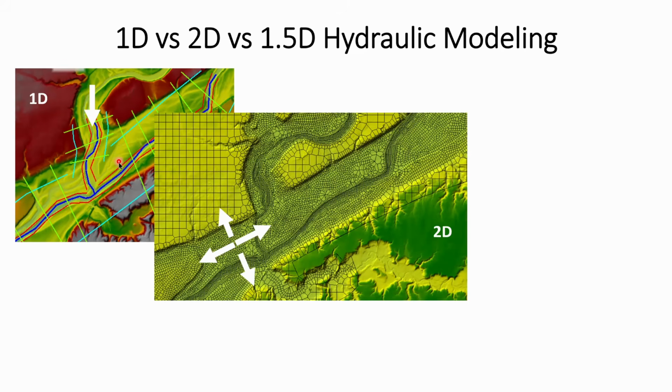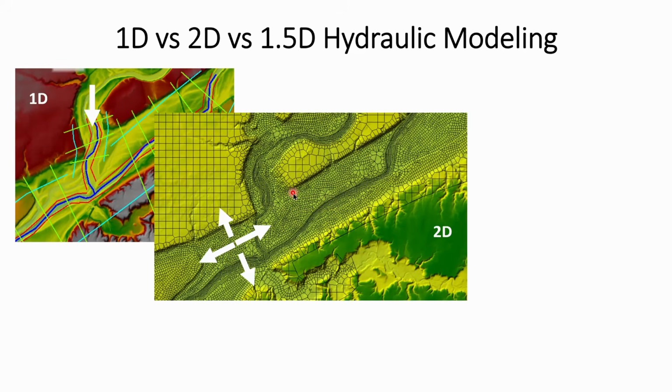In 2 dimensions, instead of doing calculations at cross sections, the calculations are done for each cell in this 2-dimensional mesh that you see here on the screen. And I'm showing you 4 arrows because all these arrows are directing water on the surface in 2 dimensions, and the water movement in the 3rd dimension, which is the vertical dimension, is not included.